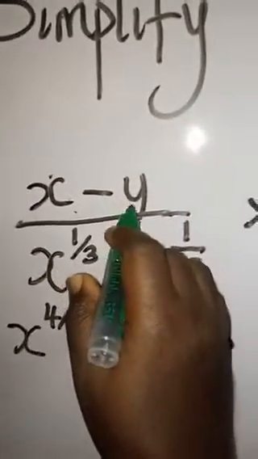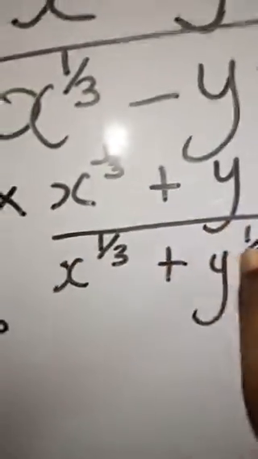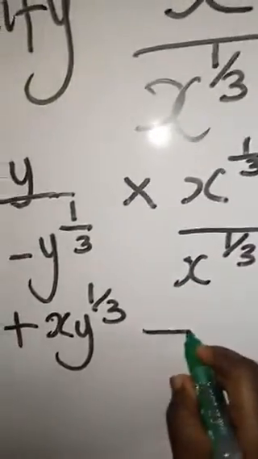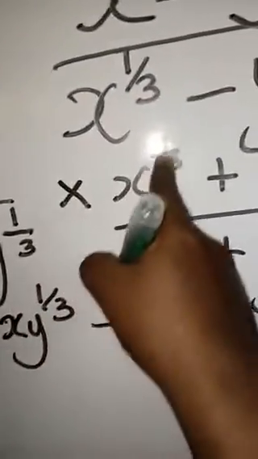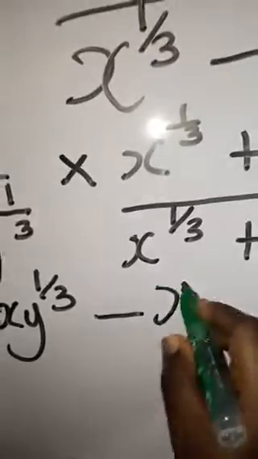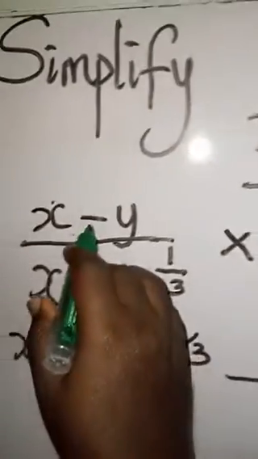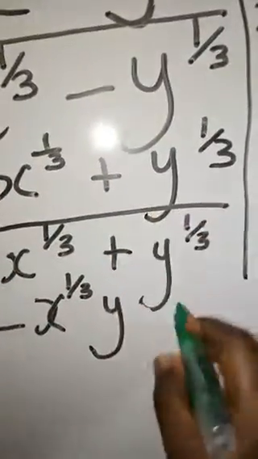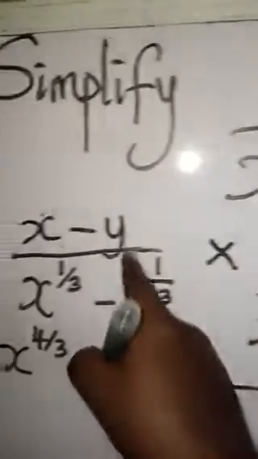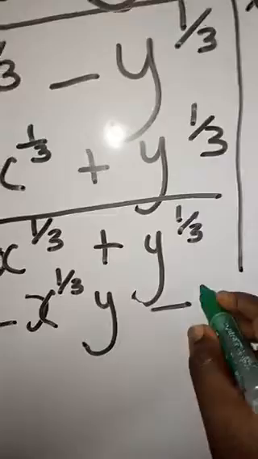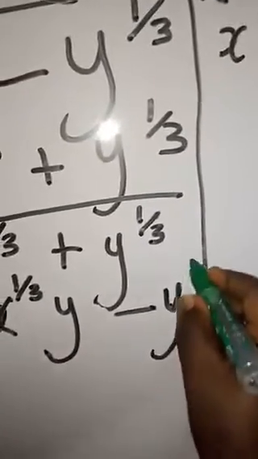Then we want to use this minus y also to multiply everything up here. So minus times plus, that is minus. Then y times x raised to power 1 over 3. That will be written as x raised to power 1 over 3 y. Then minus times plus, minus again. Then y times y raised to power 1 over 3. That will be y raised to power 4 over 3, just as we have done this multiplication.